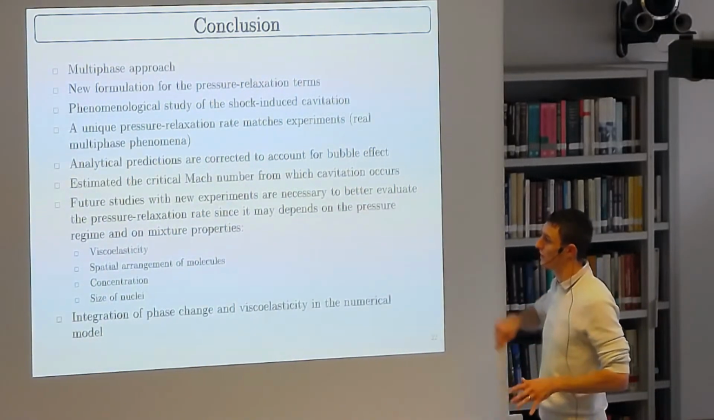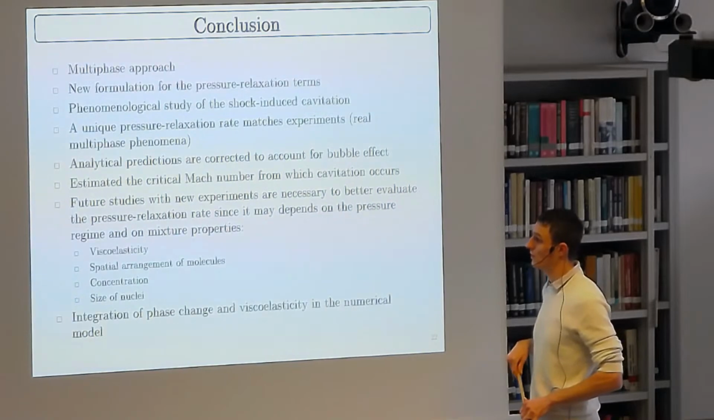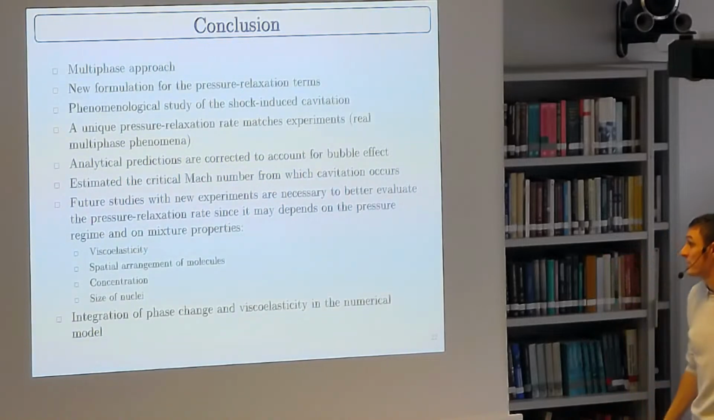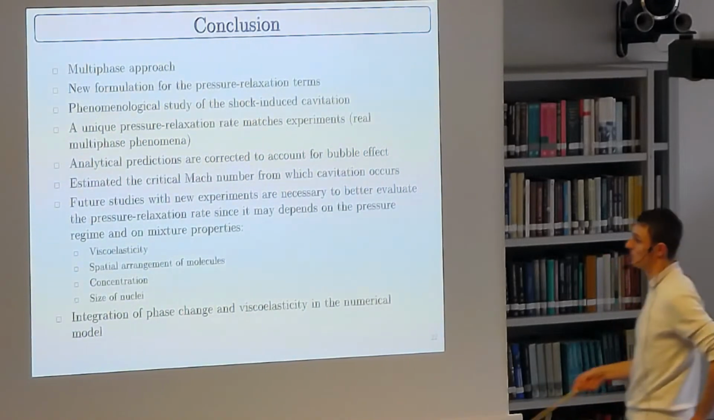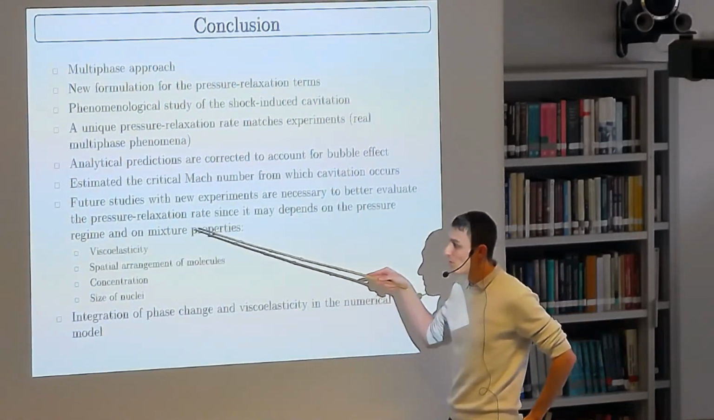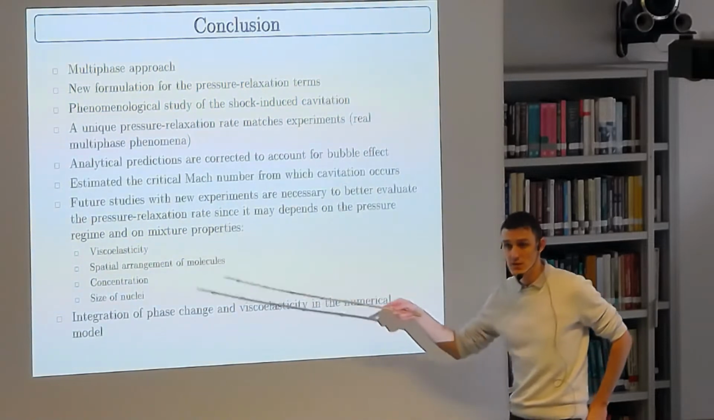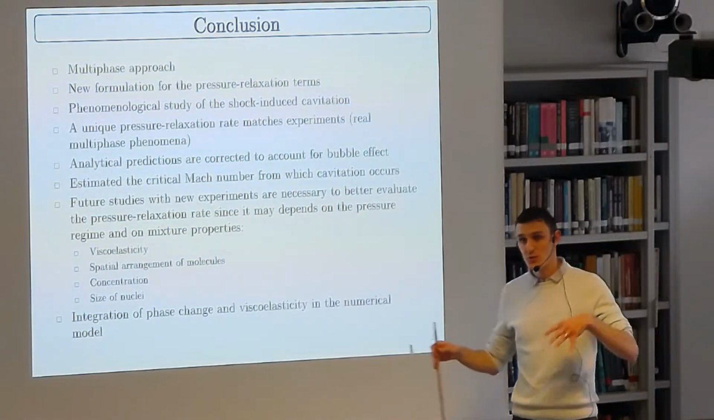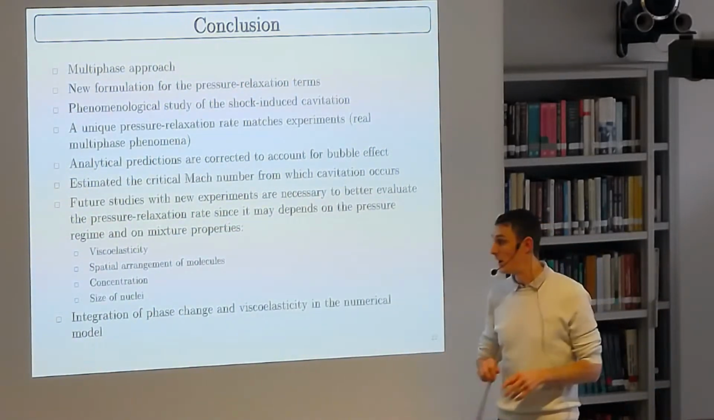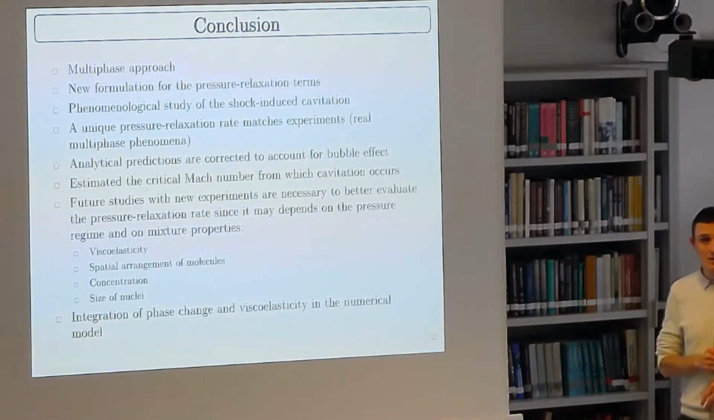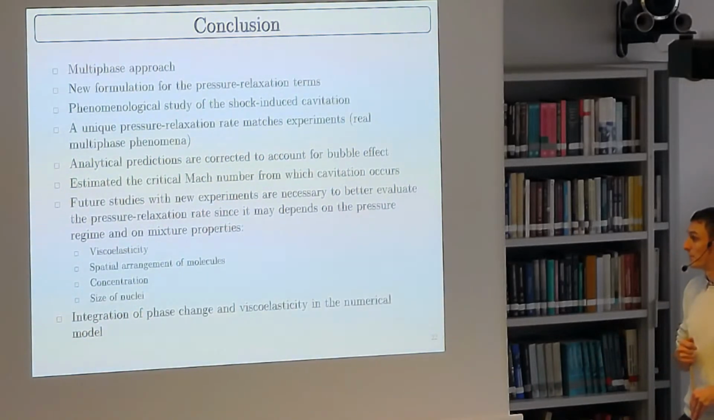We also found the critical Mach number at which cavitation occurs, and here are some open things that still remain to be done, like I said. So future experiments to vary the regime or the mixture properties, like viscoelasticity, because we know that viscoelasticity matters. The spatial arrangement of molecules might matter, so all the nuclei proposition, the concentration, and the size of the nuclei. All those specific things matter, and we have no control over them in the experiment.